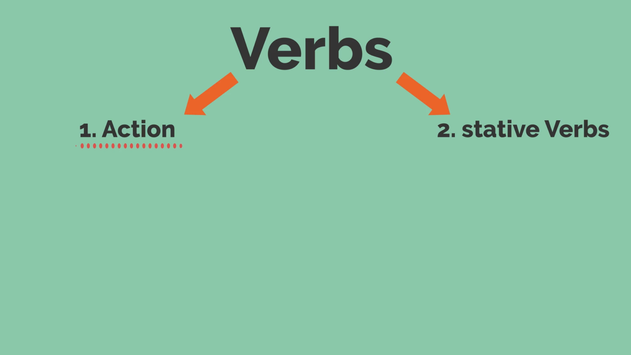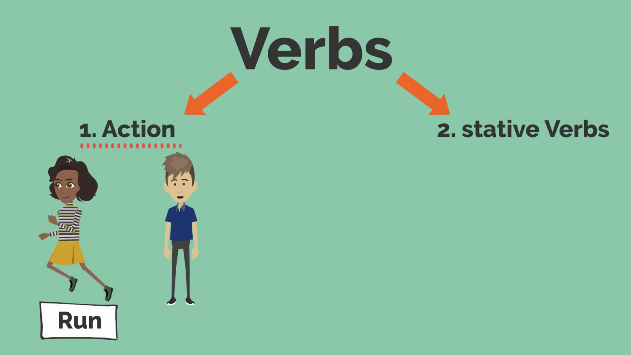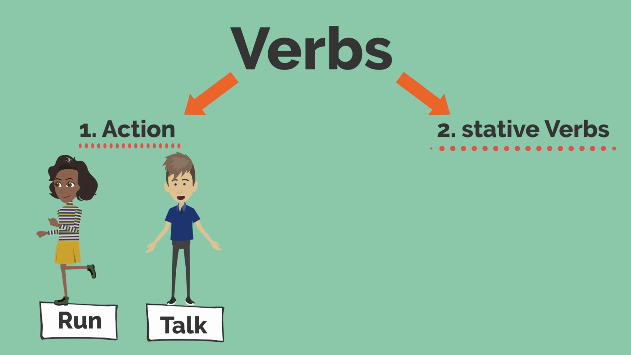Let's look at some examples of the action verbs first. What is this girl doing? She is running. Run is an action word. What is this boy doing? He is talking. Talk is his action.